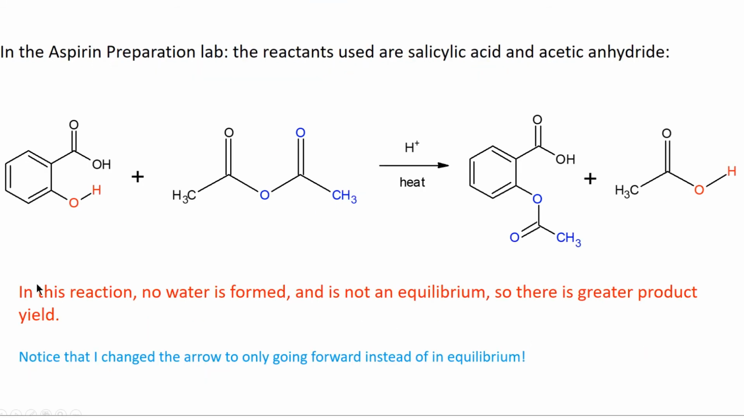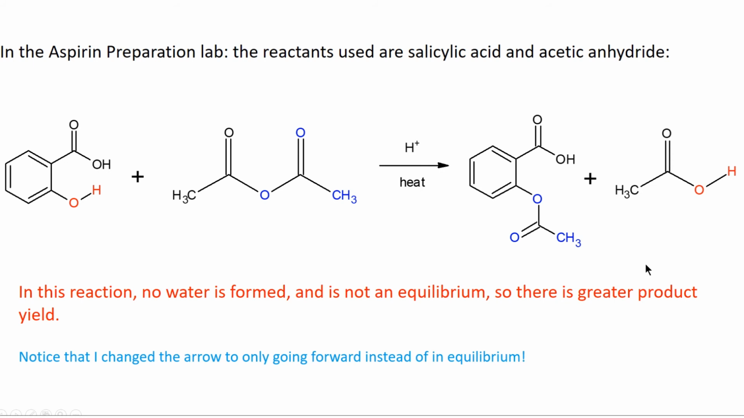When it comes to your aspirin lab, you're not going to use acetic acid. Instead, you're going to use something that's called acetic anhydride. I don't think we talk about anhydrides in this class really, so you don't have to really worry about naming this. But here is acetic anhydride. Here is salicylic acid. The key thing that I want you to see from this slide is, do you produce water? Do you see water? No water? Nope. I don't see any water.